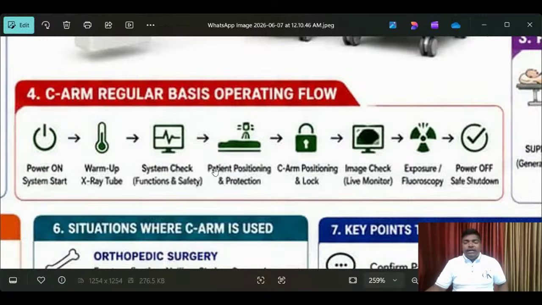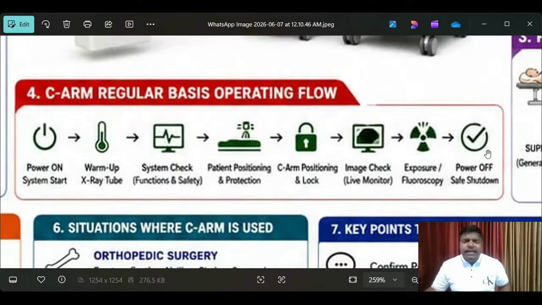If you contact the OT technician, definitely he will explain very clearly, because they know very well. On a daily basis, more than 100 times they are using this equipment. That's why they have an excellent idea about this topic. Okay, right. And system check, so functions and safety.